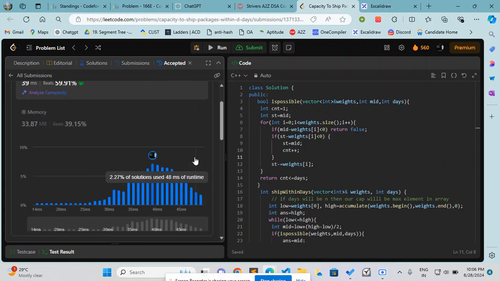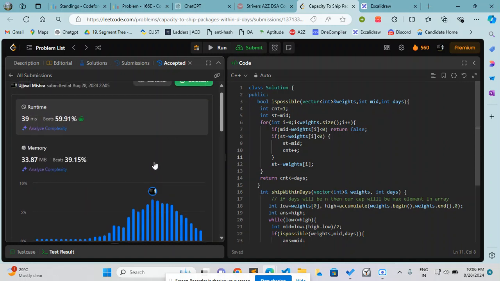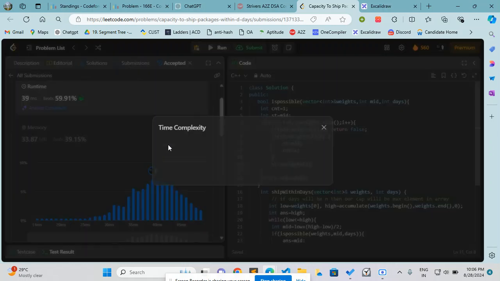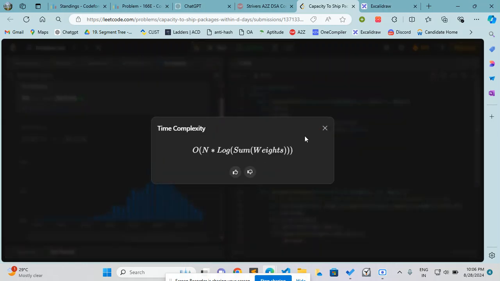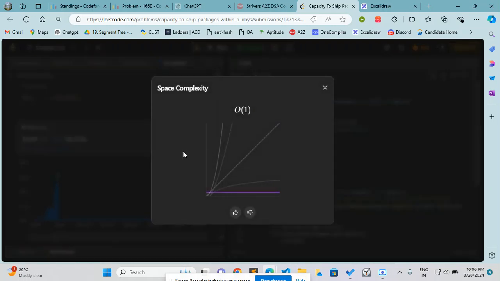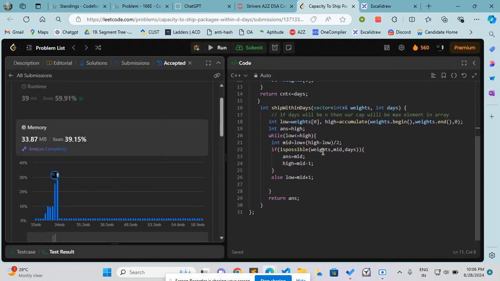This is my code, which beats 60% of people in time complexity and 40% of people in space complexity. Our time complexity is O of n log of sum of weights, and our space complexity is O of 1 because we are not using any extra space for solving this.